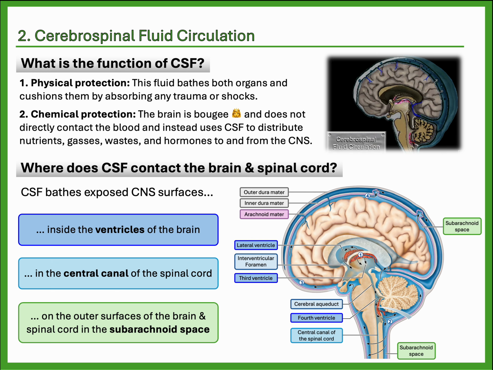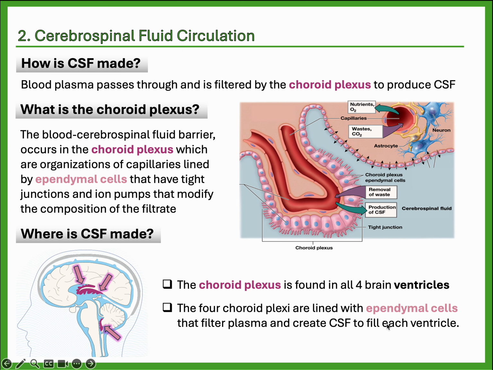So I want you to know, we're going to take a look at where CSF flows in a minute, but this is where CSF goes all over the brain, on the inside, the outside, all over the spinal cord, on the inside, in this little canal, and the outside, right? How is CSF made? Blood plasma passes through and is filtered by the choroid plexus to produce CSF.